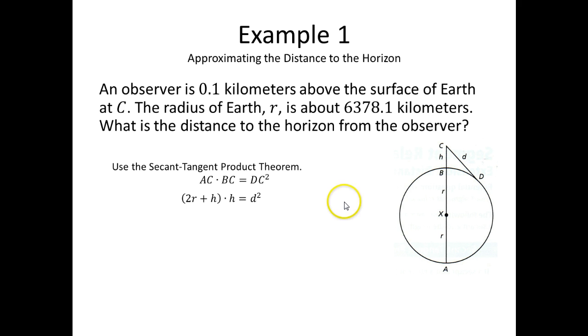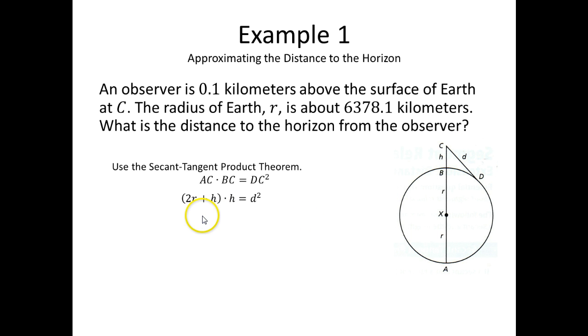So if we put this in terms of the radius of the Earth and the height of the observer, notice that the length AC is just 2R plus H. So AC is the same as 2R plus H, where BC is just the height of the observer above the surface of the Earth, so I can use the symbol H to denote that. And D, the distance we're trying to find to the horizon, I just denote by D. So DC, I'm just calling distance to the horizon D.